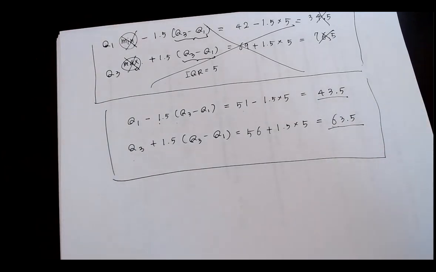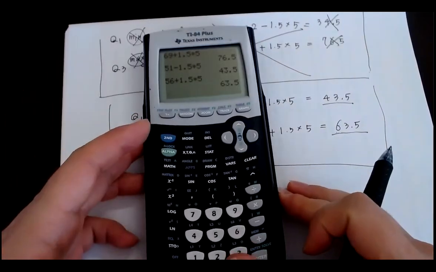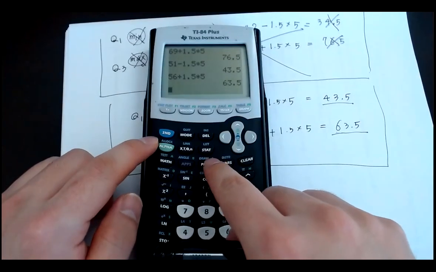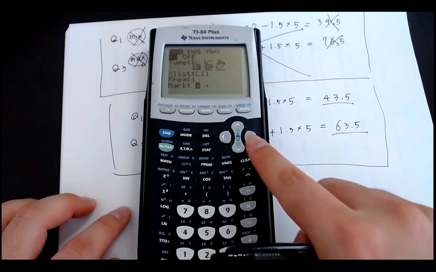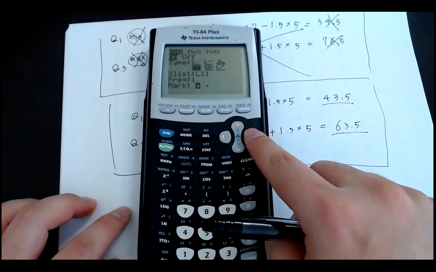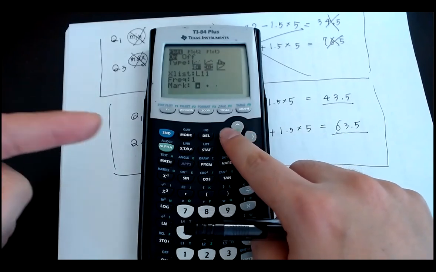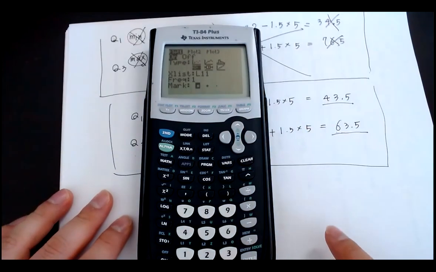Now, there's an easier way to figure out which data values in the data set are outliers, using the calculator. On the calculator, we go to stat plot, press second and stat plot. Then we go to plot one, and you see this one, not that one. We used that one to plot the box plot, right? We use the similar one, this one.